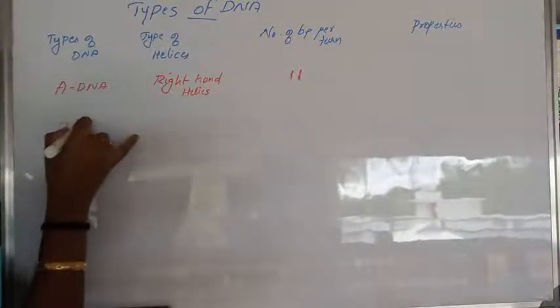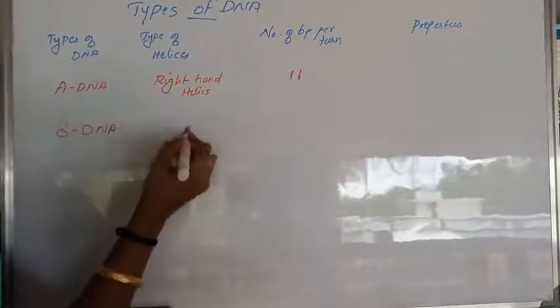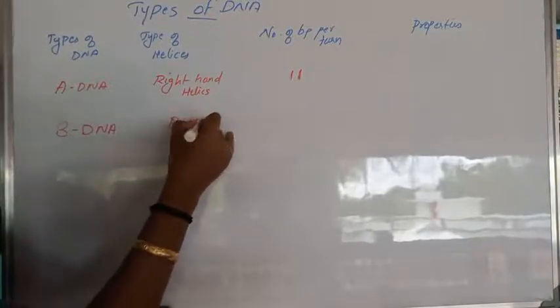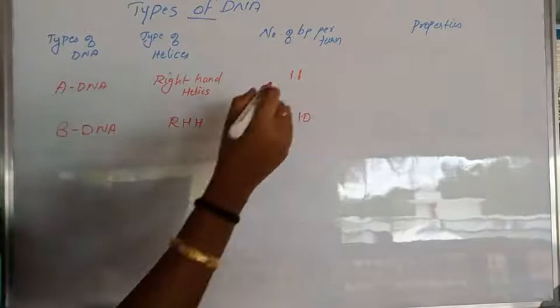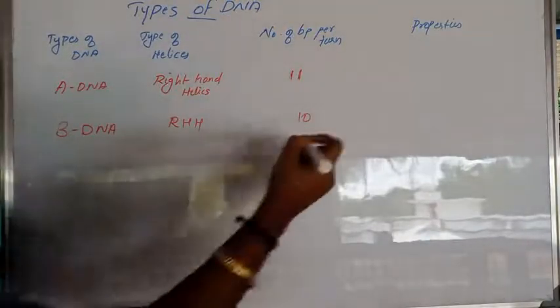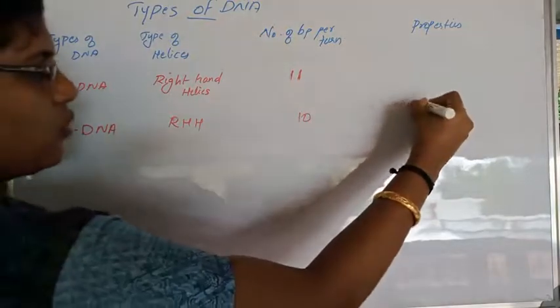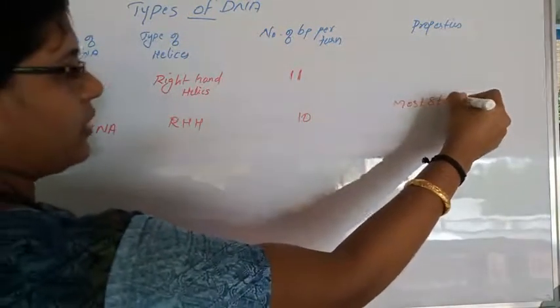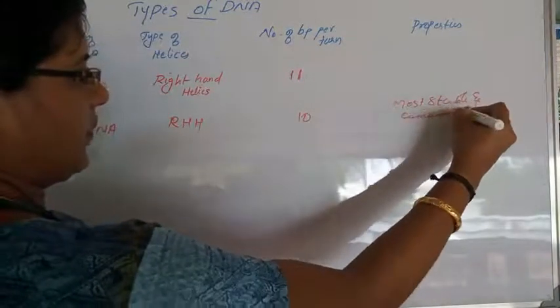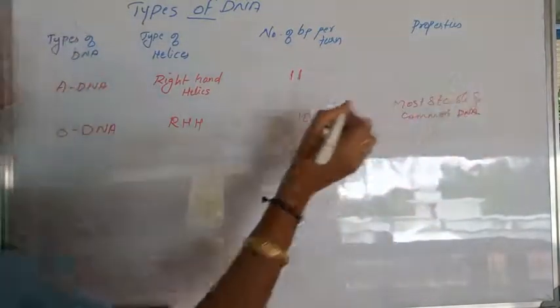Then come to B DNA. B DNA is also a right-handed helix, with 10 base pairs per complete turn. It is the most stable and most common form, which was described by Watson and Crick.